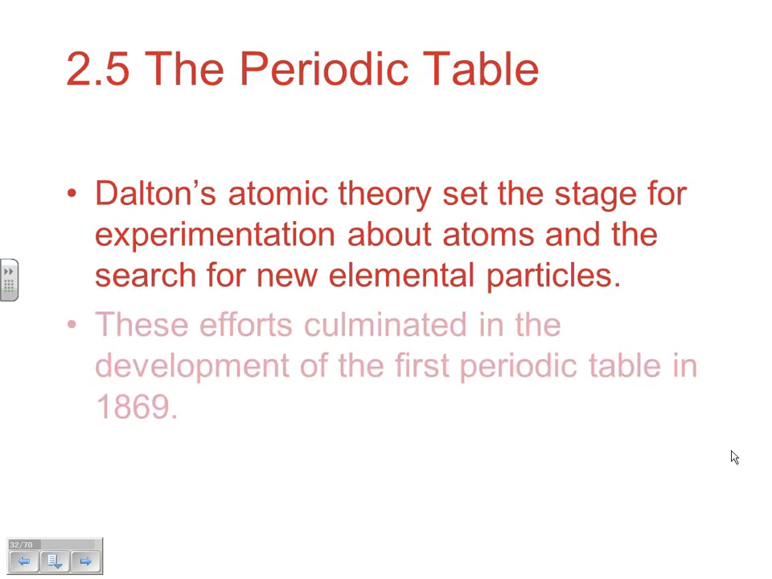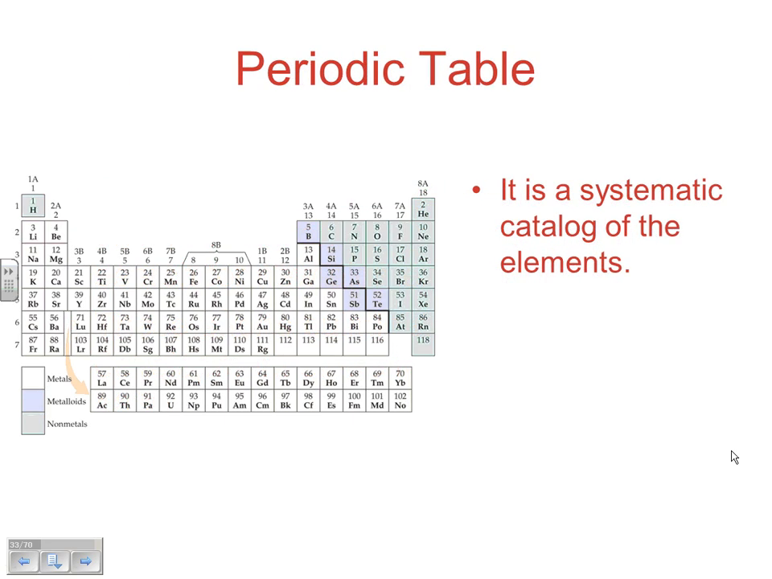Now 2.5, the periodic table. Dalton's atomic theory set the stage for experimentation about atoms and the search for new elemental particles. Because we knew that the world existed as these fundamental particles called atoms, understanding and finding all of the different types that existed in the world around us became very important. And these efforts culminated in the development of the first periodic table in 1869. So as we came to understand the atomic world better, and we realized the relationships between the different atoms, when the first periodic table was put together, there were blanks in it. Those were mystery elements that we were looking for.